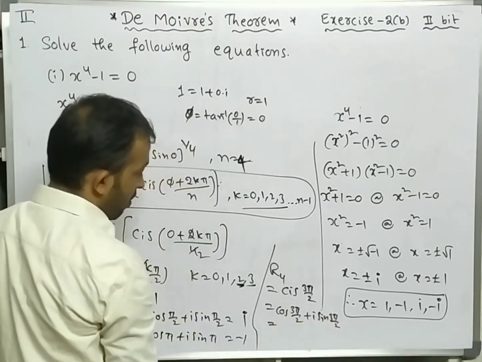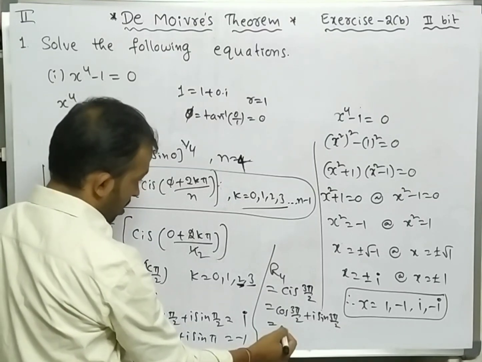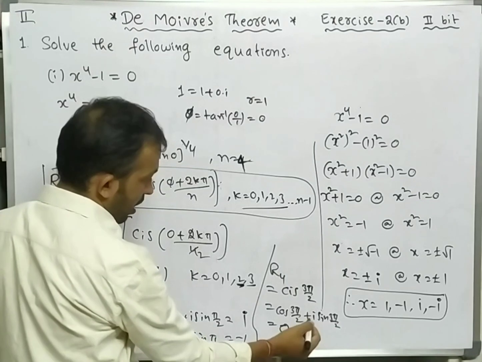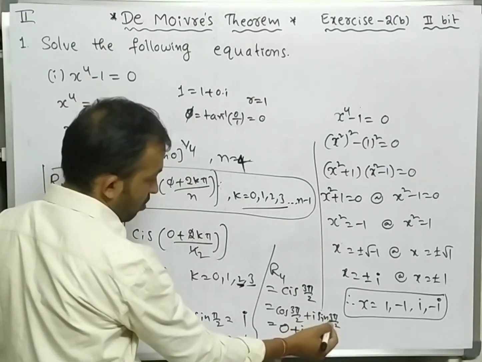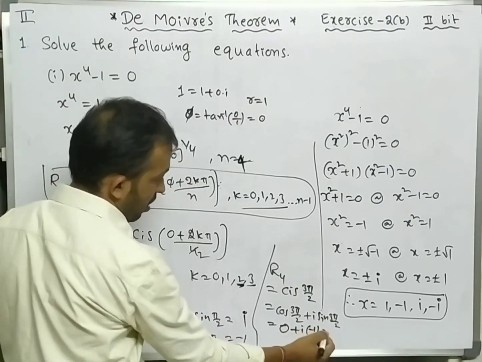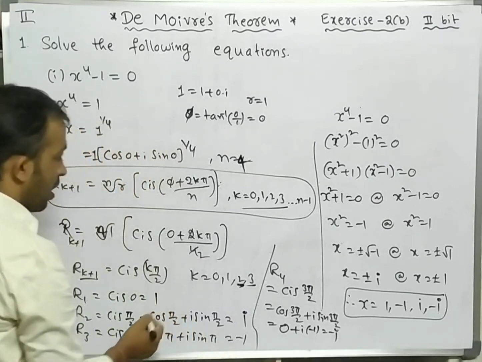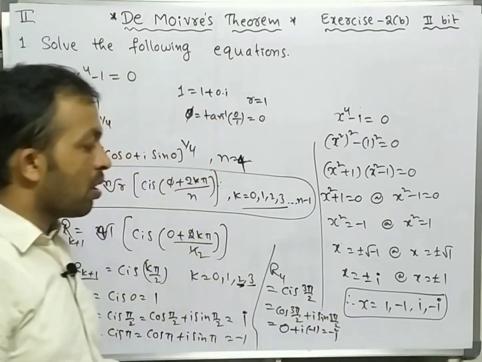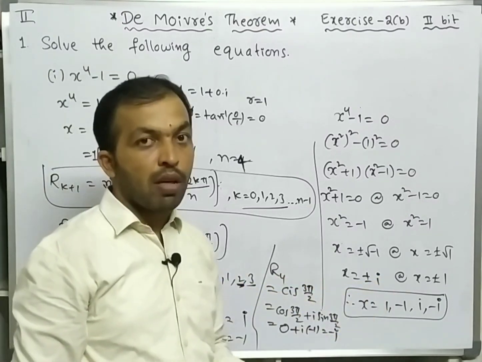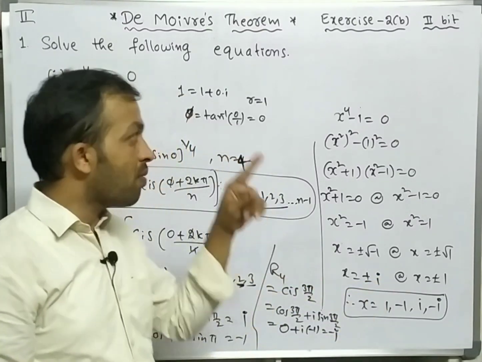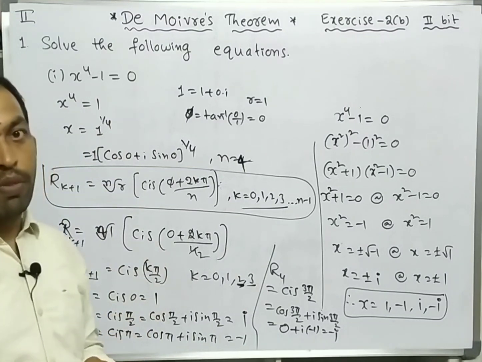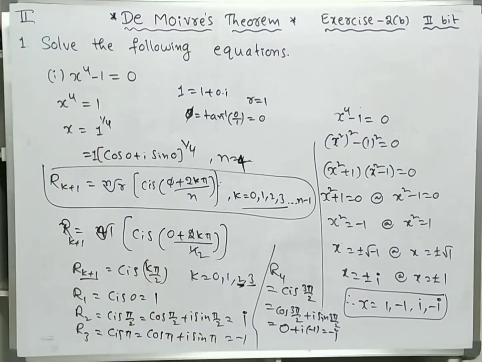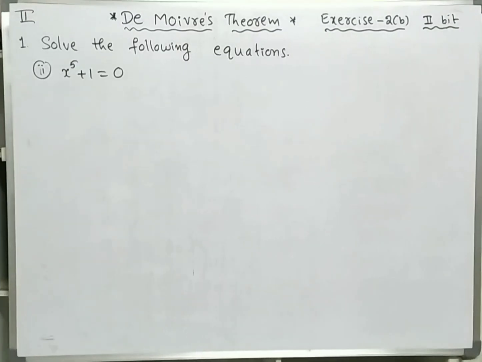So cos 270 is 0 and sin 270 is minus 1, so that is minus i. So finally we get 1, i, minus 1, minus i as the roots. So plus or minus 1 and plus or minus i are the 4 roots, the fourth roots of unity. So you can solve by any one of the methods.